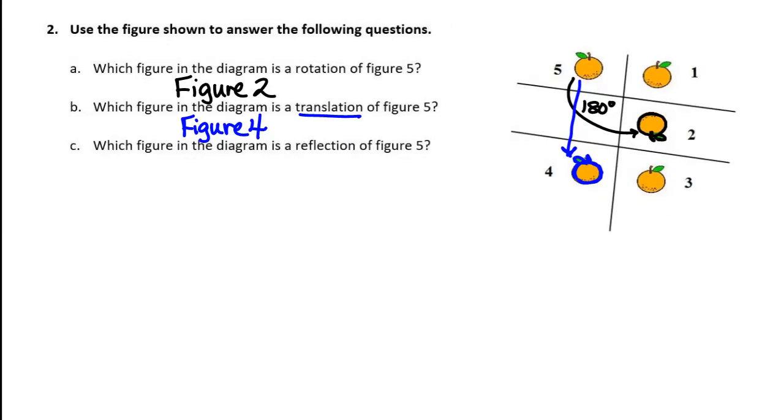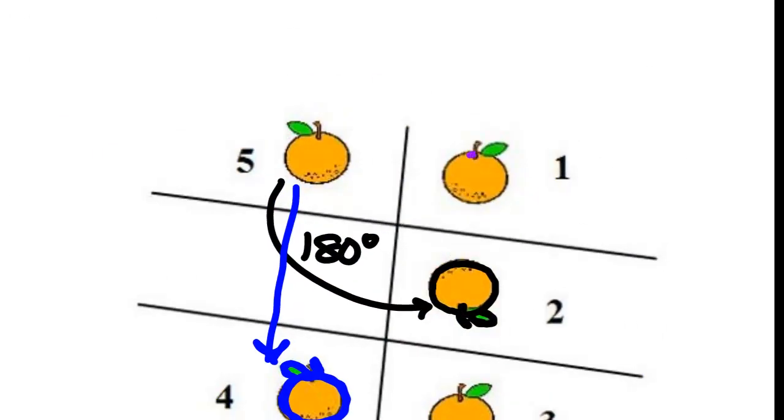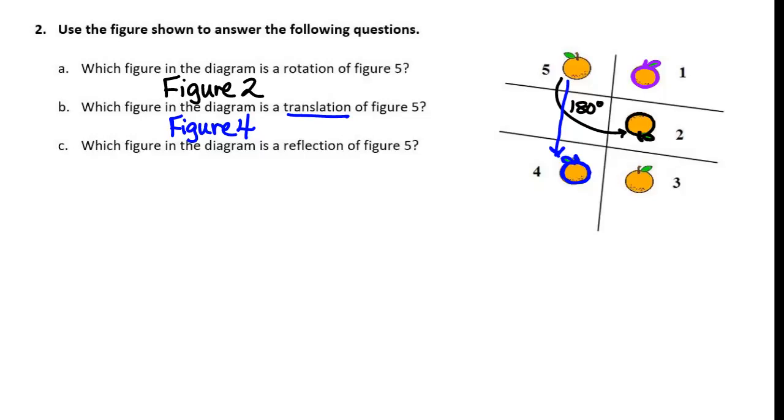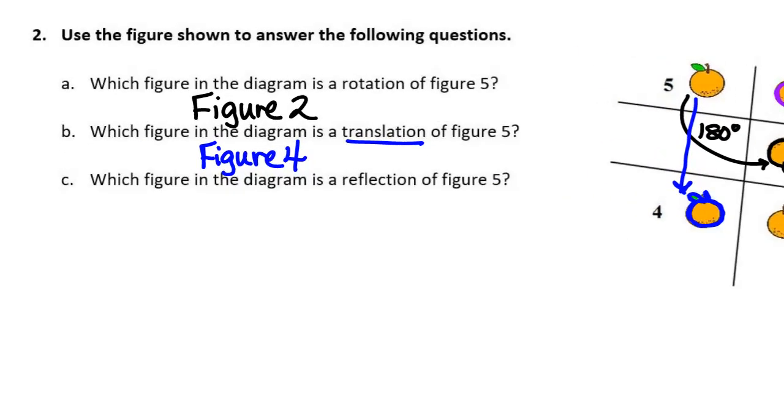Part C, which figure in the diagram is a reflection, so a flip over a line? Number 3 looks like it's been flipped, but is it over just one single line here? Figure 1 is a reflection, so I'll talk about figure 3 in just a second. Figure 1 is a reflection. It's folded over that mostly vertical line up here.